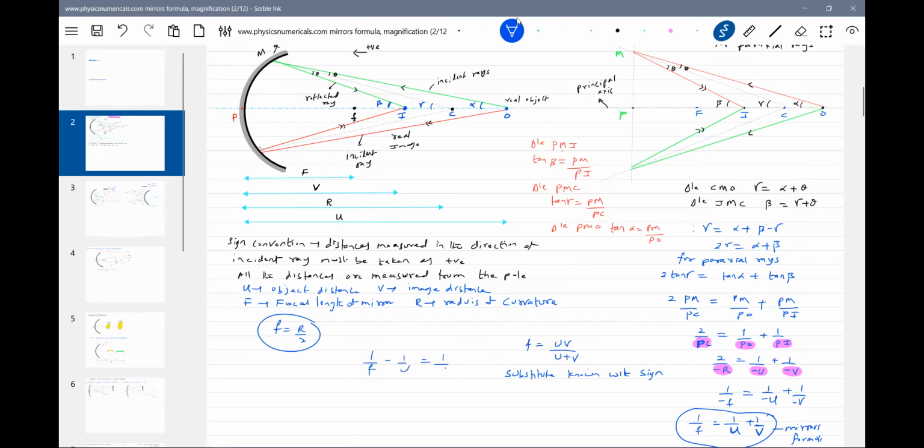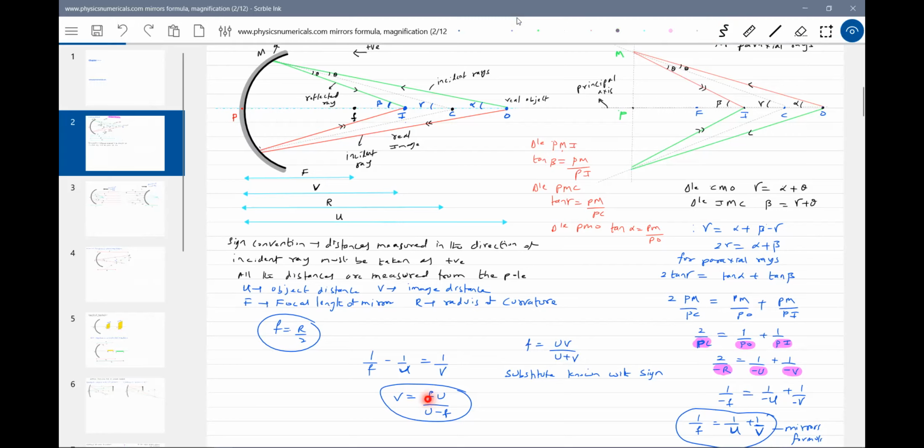So what is the expression for v? v will be f u by u minus f. So substitute u and f with sign. The sign of v we have to interpret here. So if you know the object distance and the focal length of the mirror, you can predict the image distance. Able to make it out?